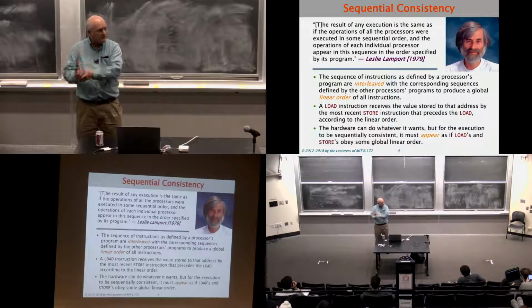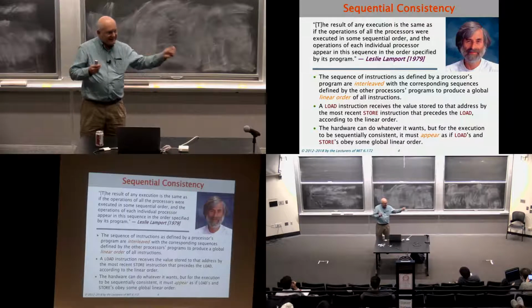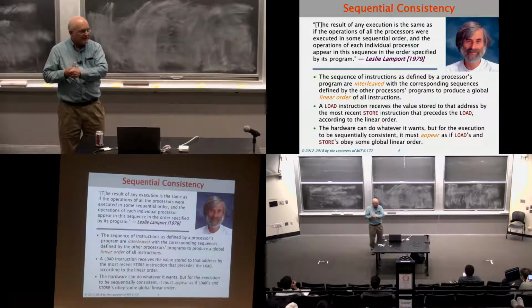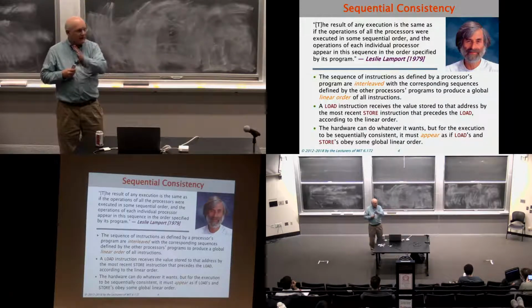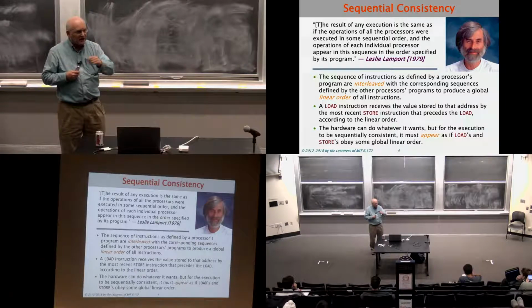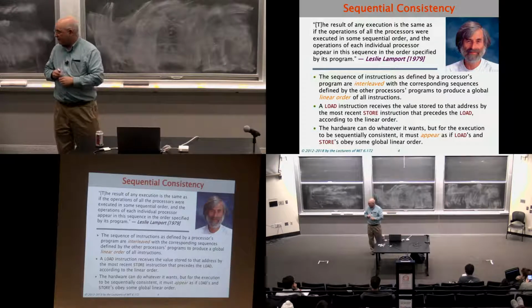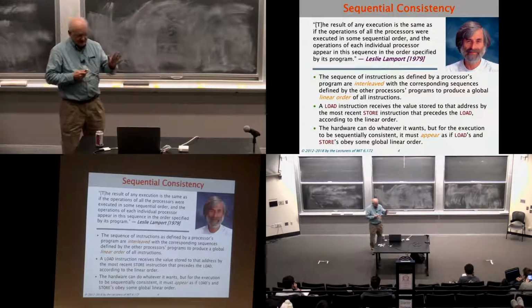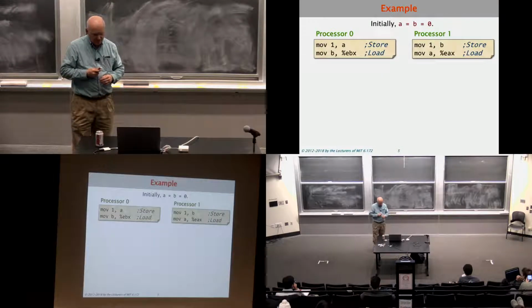But if you say, here's the result of the computation, it better be that there exists one of those in which every read occurred to the most recent write according to some linear order. Does that make sense? So let's do it for this example, okay?